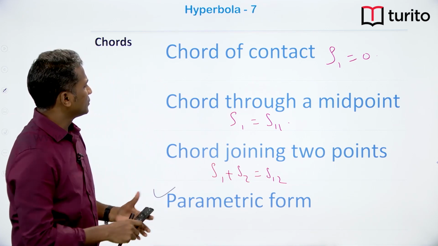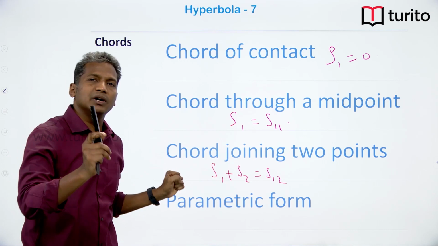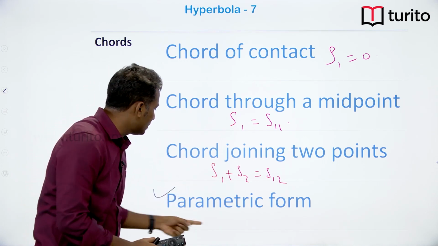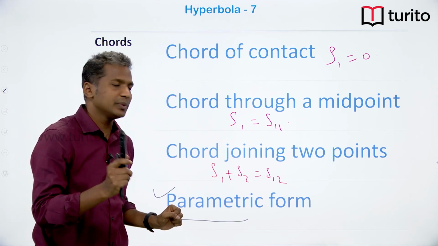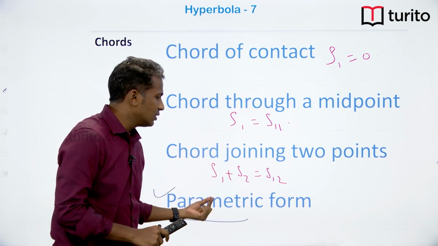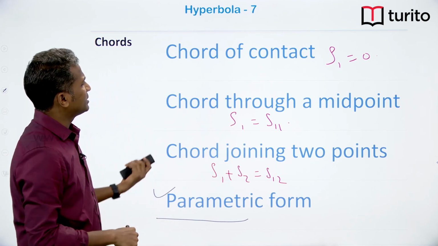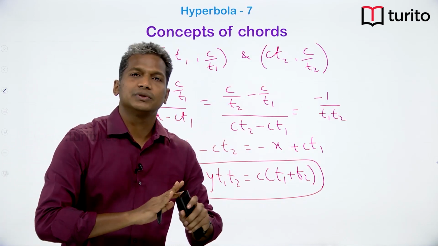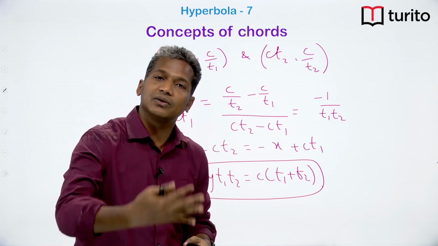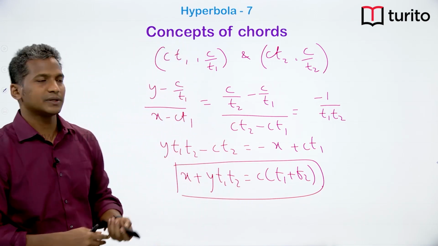So these are only the concepts of chords. Out of these, which is the one that you need to remember? It is only this parametric form you need to remember. Rest all are standard formulae. So you just have to learn this and you have to use it. With this we will close all concepts of chords, all concepts of rectangular hyperbola also. So now can we look at some problems?